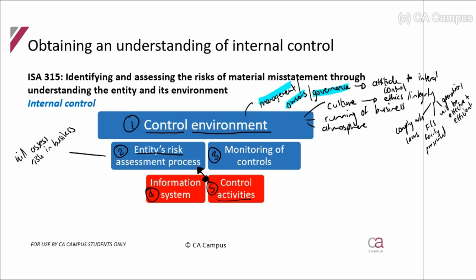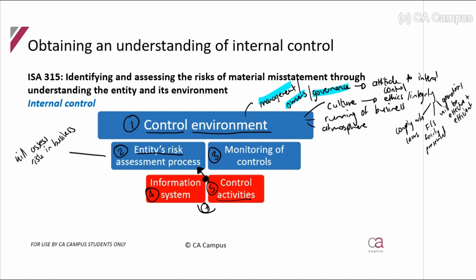Information systems and control activities, guys, they kind of go together. The information system is how the information lands up in the financials so that the financials are fairly presented. And the control activities are the controls that are put around that information system so that the financials are fairly presented and they comply with laws and operations are effective and efficient. I'm going to touch on those in a little bit more detail now.